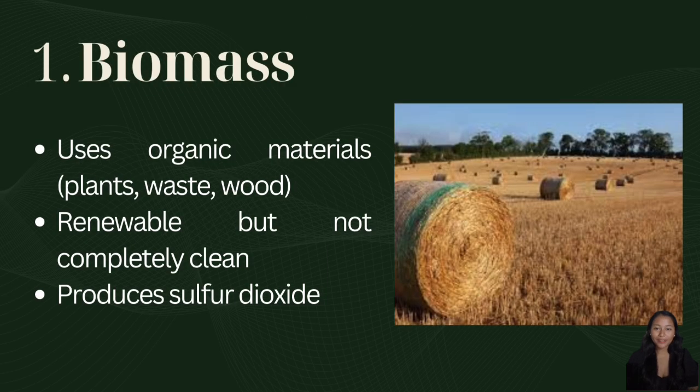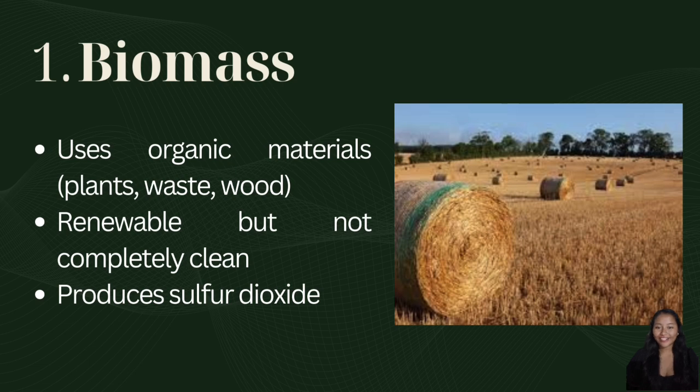So first is biomass energy. Biomass energy uses organic materials such as plants, waste, and wood. It is renewable because plants can be regrown, but it is not completely clean because it produces sulfur dioxide when burned. Sulfur dioxide is a harmful gas released mainly from burning coal and oil that causes air pollution and harms people's lungs, plants, animals, and buildings, and can lead to acid rain.